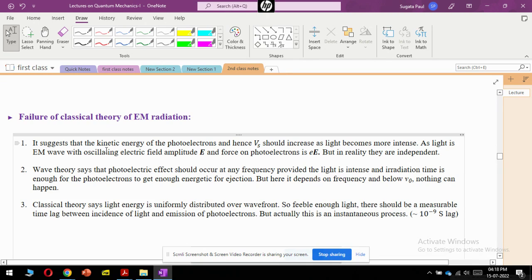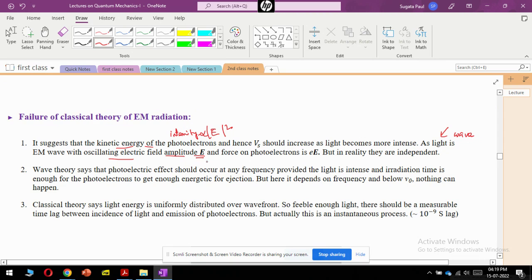The first observation is that the kinetic energy of the photoelectrons, or the stopping potential, does not depend on the intensity of the incident radiation. But classical theory suggests that the intensity of the radiation must be controlling the kinetic energy of the photoelectrons. Why? Because in classical theory light is considered as a wave, an electromagnetic wave which has an oscillating electric field component with the amplitude E vector, and its intensity will be proportional to the amplitude square, that means E square.